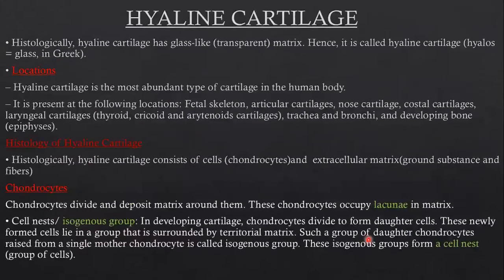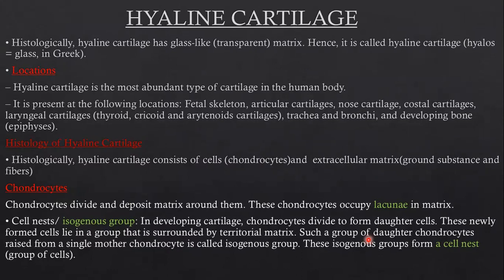Now, let's look at hyaline cartilage. Histologically, hyaline cartilage has a glass-like matrix. Hence the name hyaline from the word hyalos, which means glass in Greek. It is clear, it looks like a glass-like matrix.